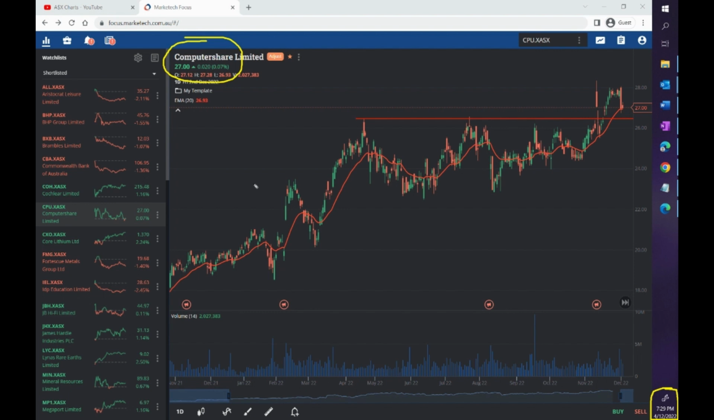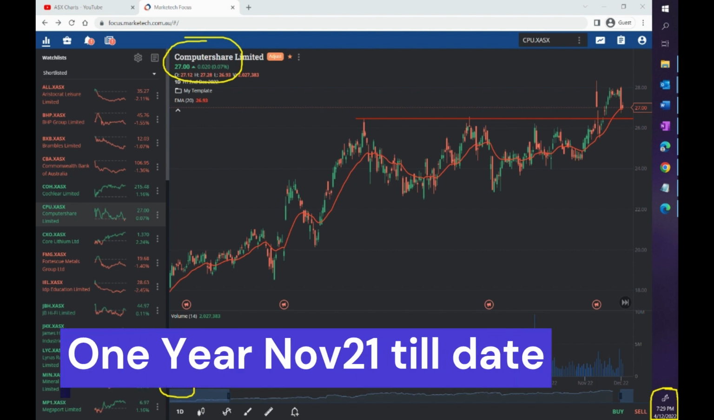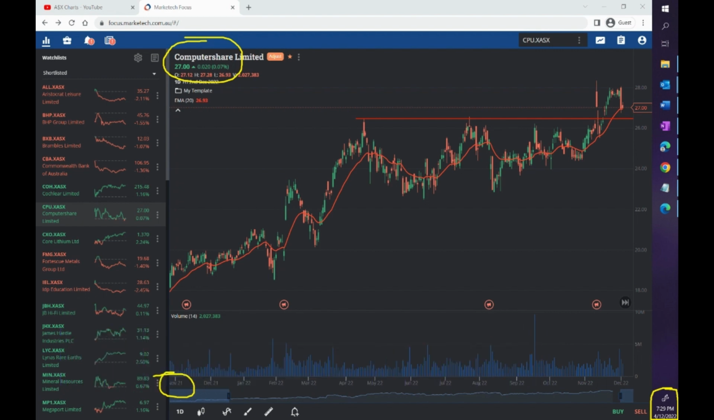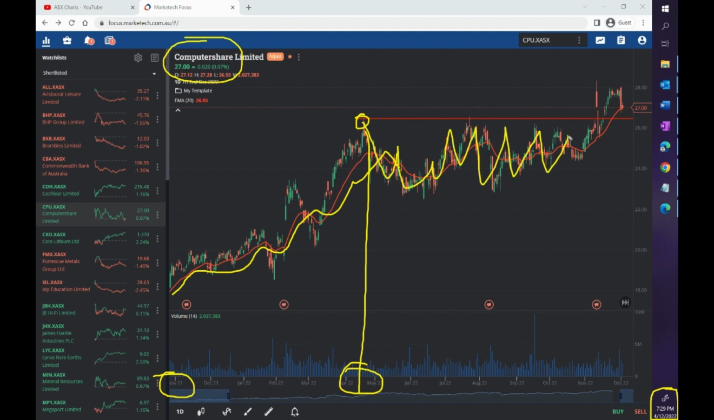So first, we'll be looking at the last 1 year chart, starting from here in November 21, going till the present. What we see in this chart is that this has been in a continuous uptrend, and after it reached this point here, sometime around April, May 2022, it started a little bit of a horizontal and a vertical consolidation.